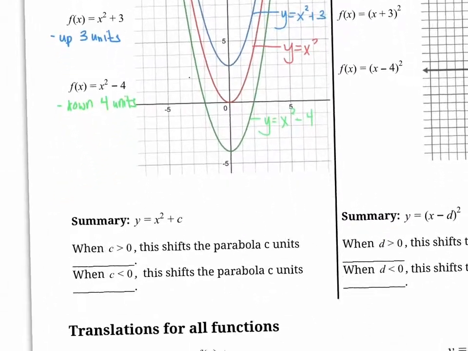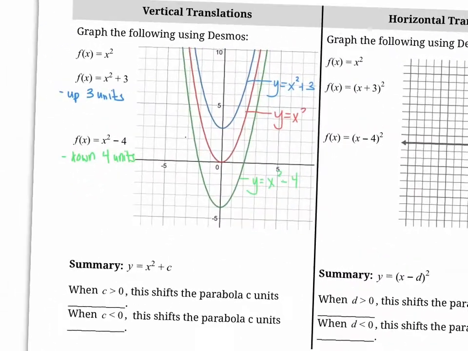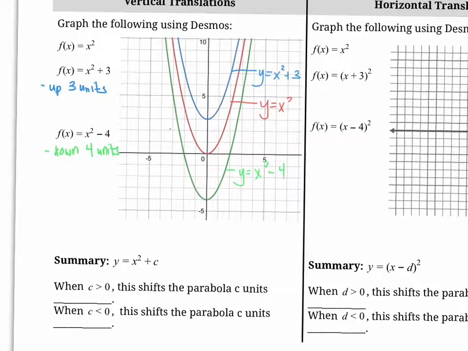So let's summarize that. If we call this number that's added or subtracted to x squared c, then when c is bigger than 0, so when we have a number that's bigger than 0 being added to the function, it's going to shift the parabola up. And when c is negative, so when we have a negative number added to the outside of this parabola, it moved the parabola down.